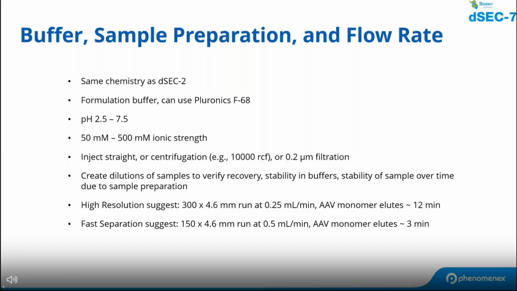The pH stability of this column is from 2.5 to 7.5, and it can tolerate a wide range of ionic strength. Within this salt mix, typically I would have about 10 to 50 millimolar of a buffer, sometimes sodium phosphate, combined with approximately 150 millimolar of sodium chloride. For some AAVs that I've worked with, I found that it is critical to go above 200 millimolar in sodium chloride content for it to elute off the column correctly.